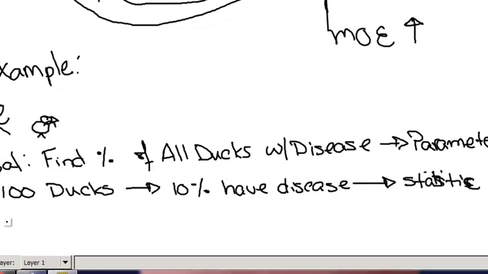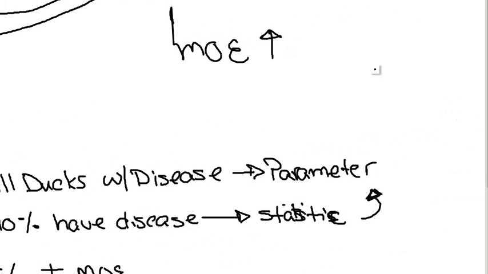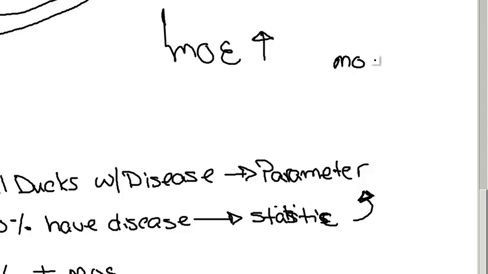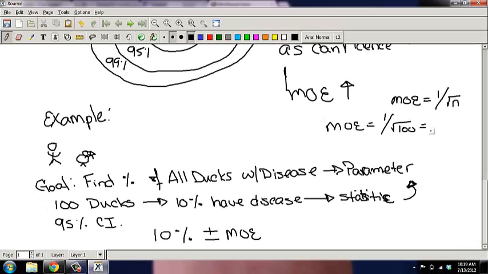So if he wanted to create, let's say, a 95% confidence interval, what he would do is start with his statistic, which is the 10%, and then he's going to add and subtract from that the margin of error, so MOE. Now remember, for a 95% confidence interval, the margin of error is equal to 1 divided by the square root of n. N is always the sample size, so we have 100 ducks in our sample. So margin of error equals 1 divided by the square root of 100, which equals 0.1 or 10%.